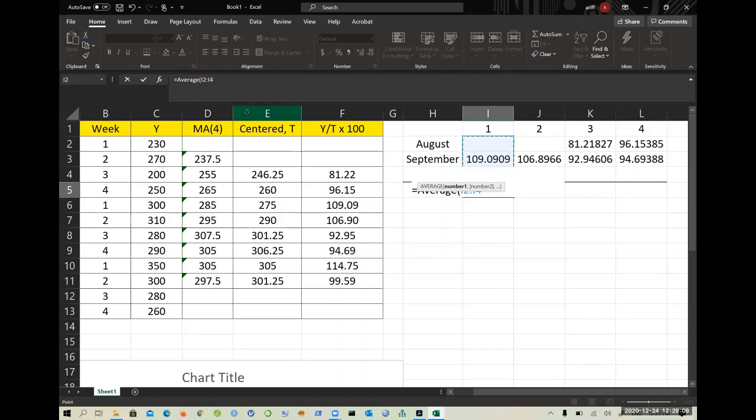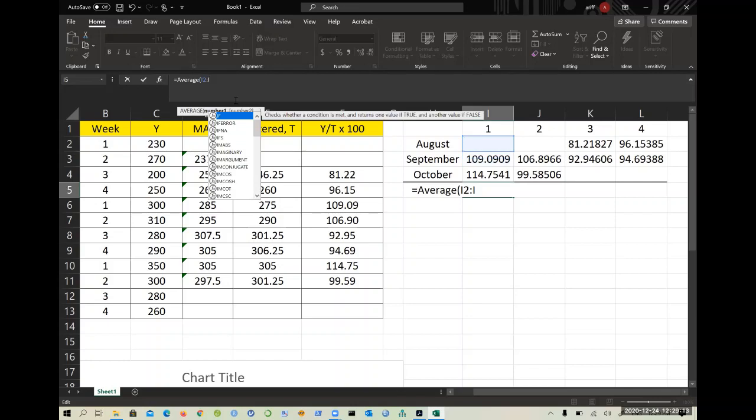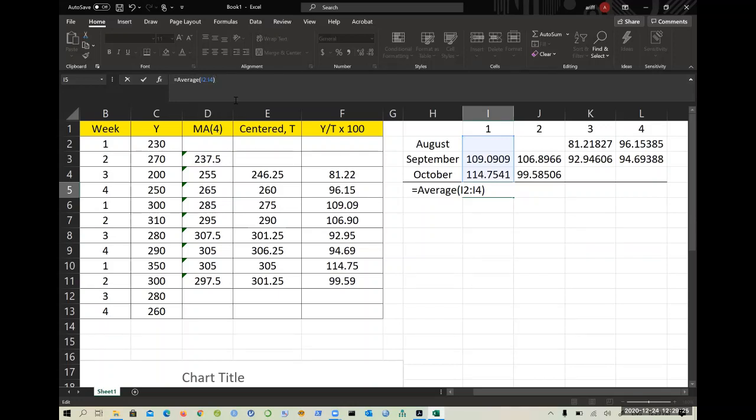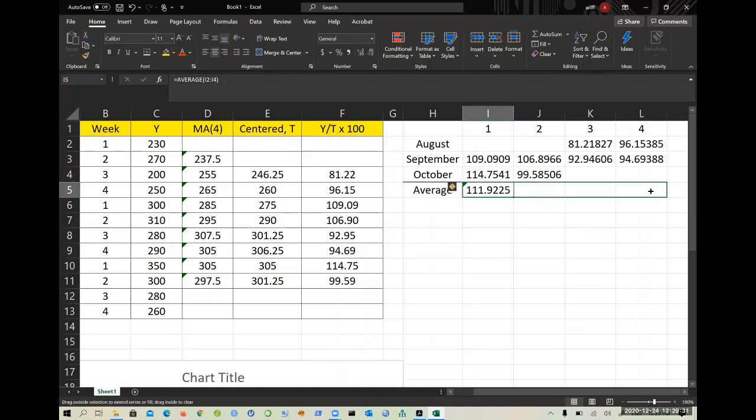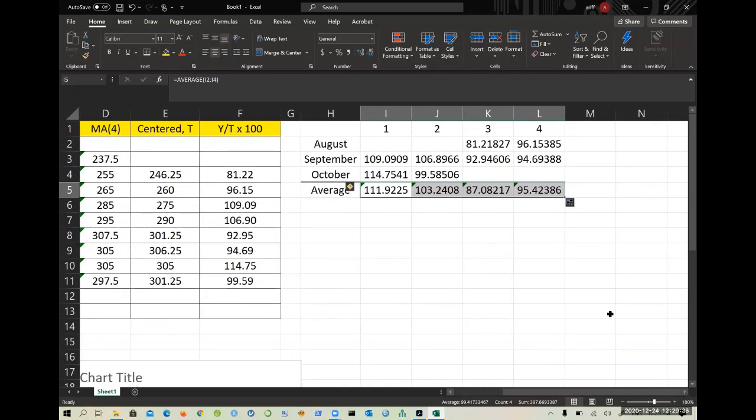Nampak 3 je. 1, 2, 3. 3. 2, 3, 4. 4, sorry. 4. Okay, so you get this one. So I'm just gonna sum. Okay, get the same thing for everything.